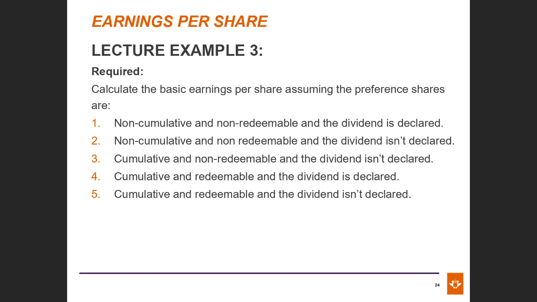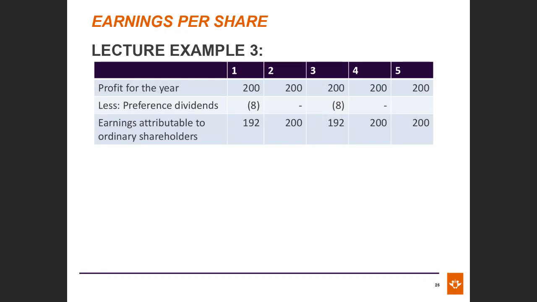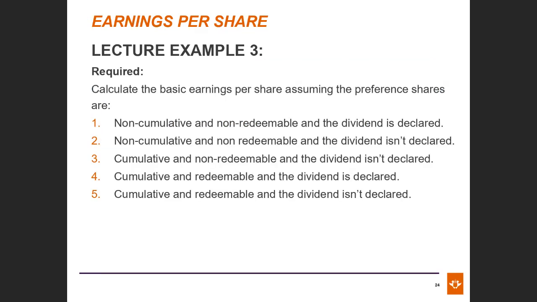Okay, so in the first situation, we will have profit for the year of 200,000 Rand, less the preference dividend of 8,000 Rand, and this will give us our basic earnings attributable to ordinary shareholders of 192,000 Rand. Okay, so you guys agreed that yes, we are going to deduct the preference dividend.